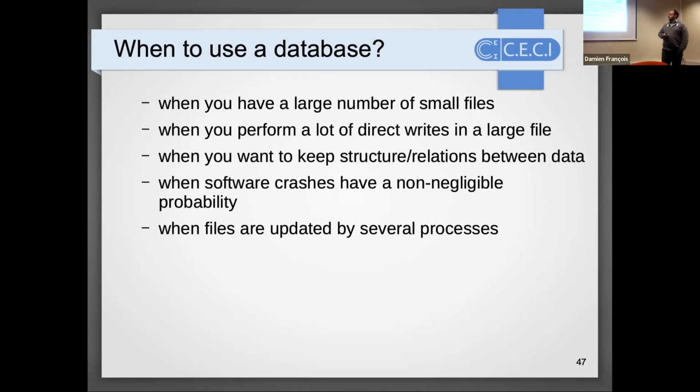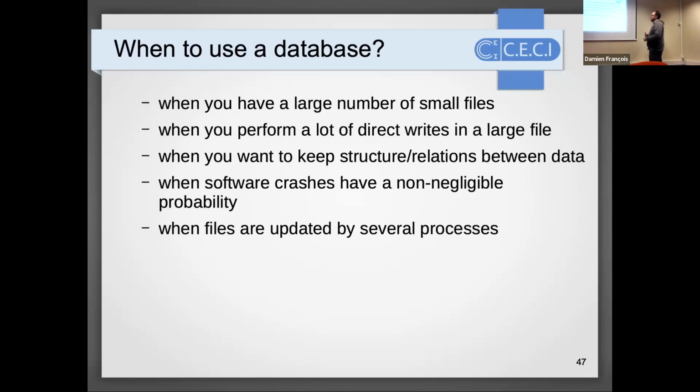The real good use case is when you have a large number of small files. I've said it's not meant for the file system, but it's very nice for a MongoDB database, for instance, when you have a large number of small pieces of information. Also, when you do a lot of direct writes in a large file, it's very heavy on the file system, very heavy on the I/O. You will find that it will be faster to use a database. Of course, when the data has clear relationships between them, and you can encode that in a relational database system, you should use that.